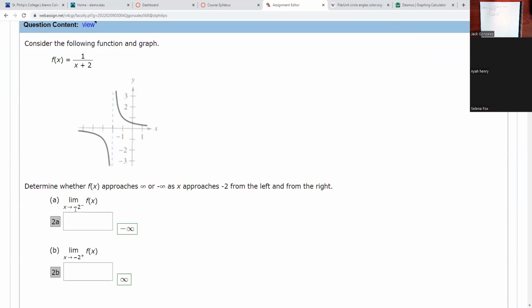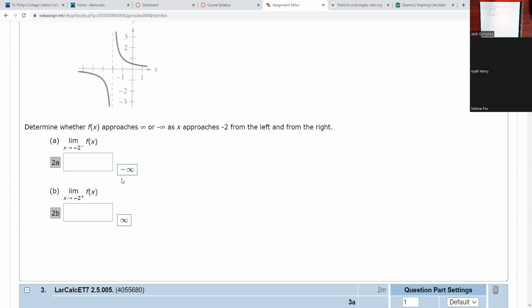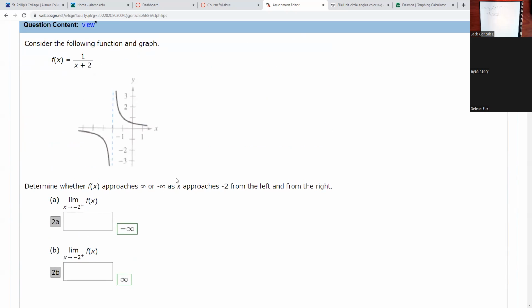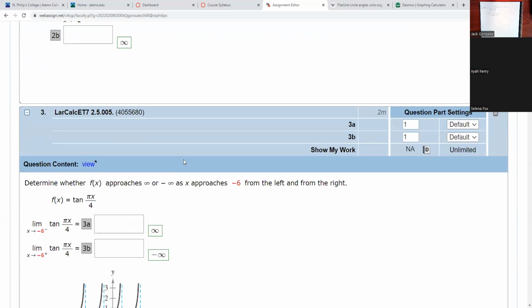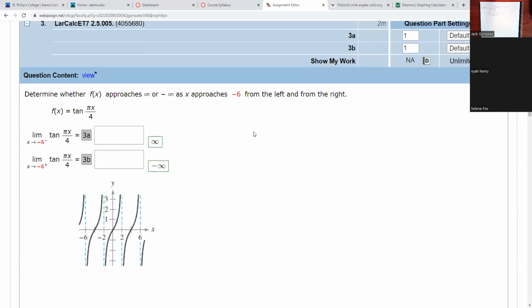So check it out right here. From the negative side, the left side, the answer is negative infinity because it just keeps going down. From the right, infinity. Okay. Are there any questions on this? All right. Let's move on to something different where we can maybe calculate something.